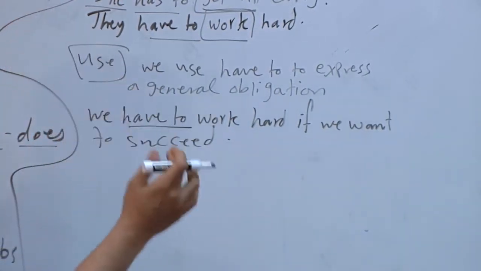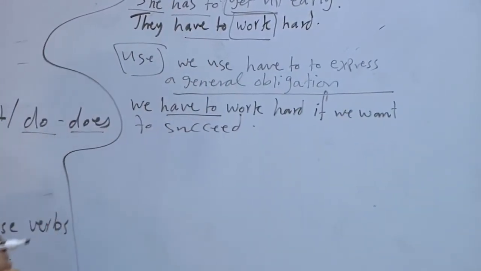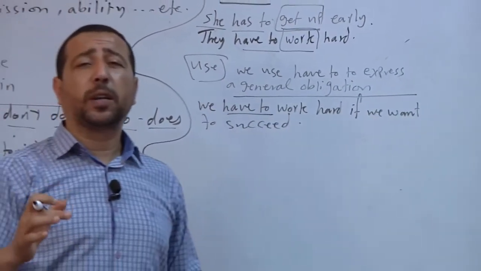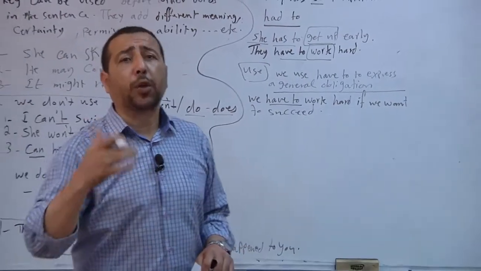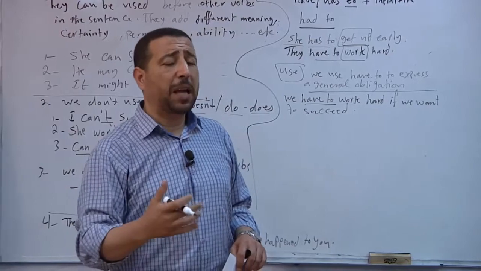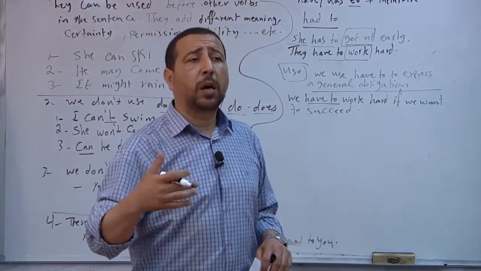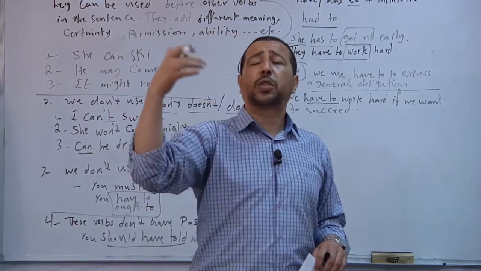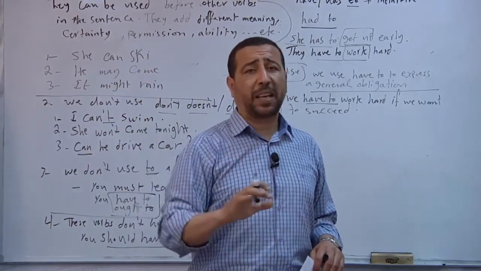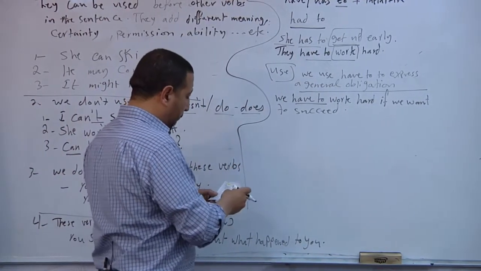Okay, so this is an obligation. This is a general obligation. By the way, this obligation is based on the authority of another person. Sometimes it is said that it is based on an external rule, on a law or something like that. So we have to work hard if we want to succeed. Okay.